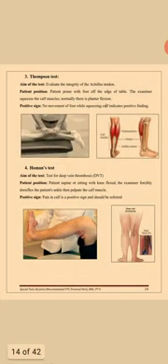Thompson test. Aim of the test: evaluate the integrity of the Achilles tendon. Patient position: patient prone with foot off the edge of the table. The examiner squeezes the calf muscles. Normally there is plantar flexion. Positive sign: no movement of the foot while squeezing the calf indicates a positive finding.